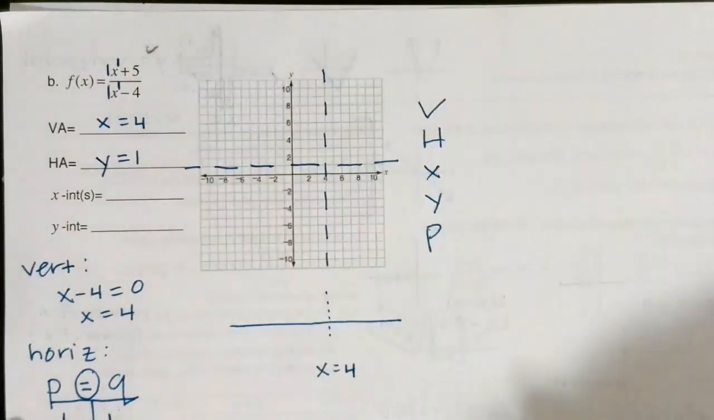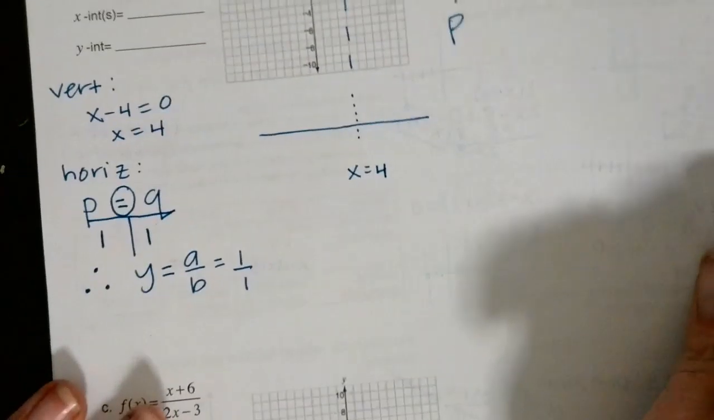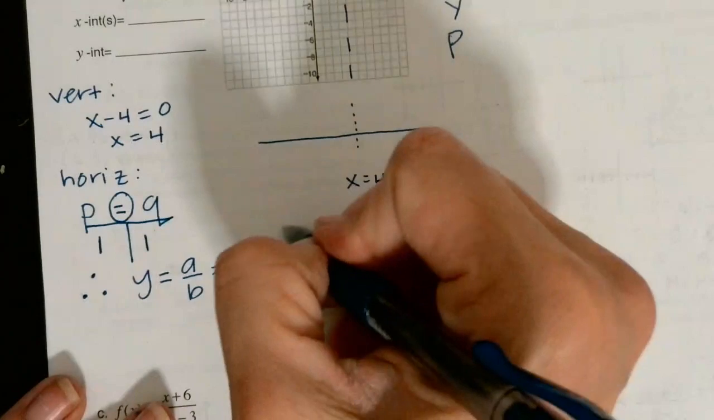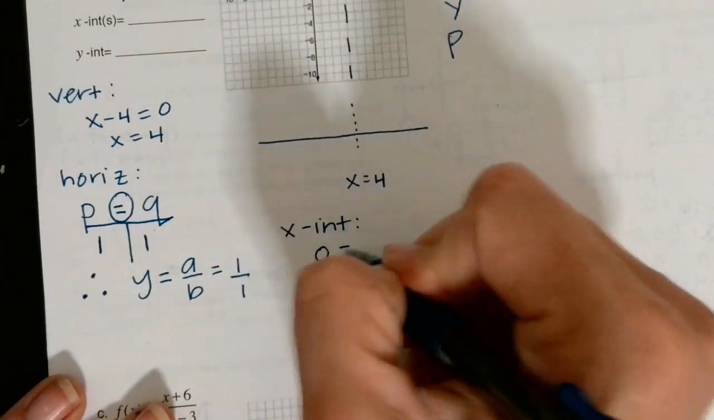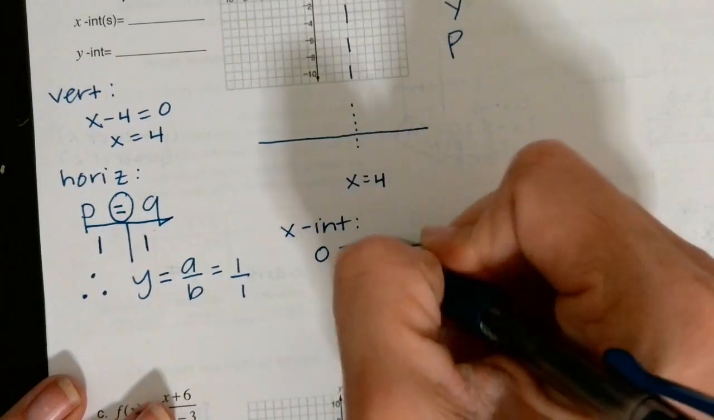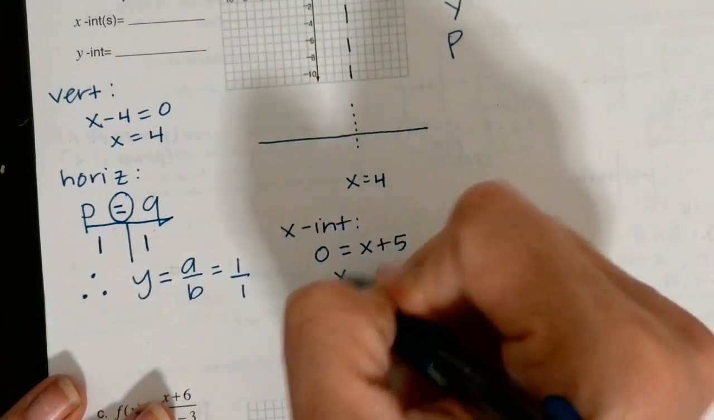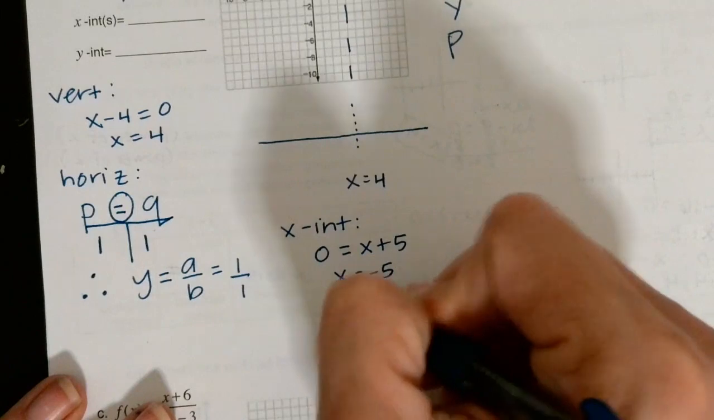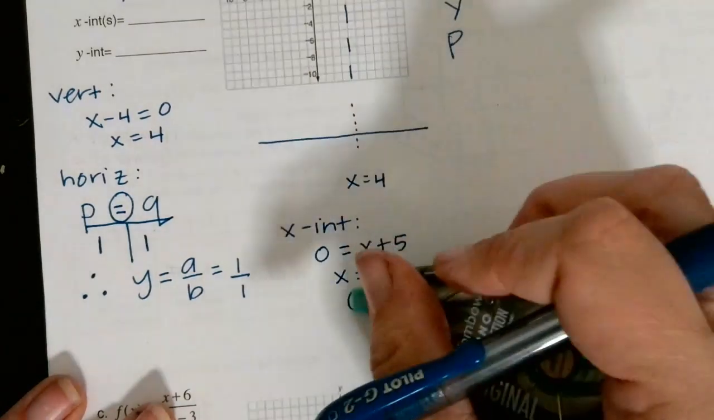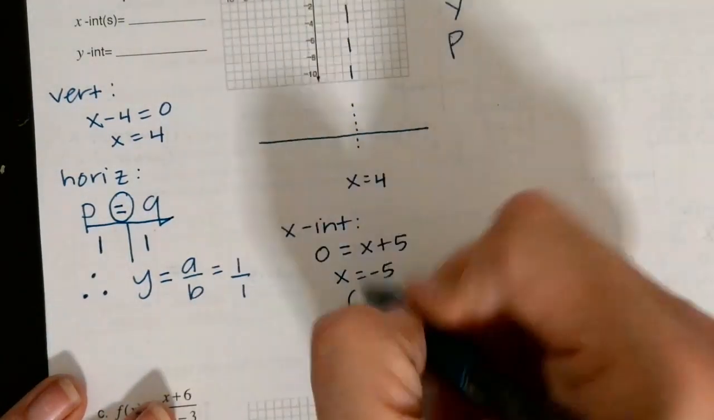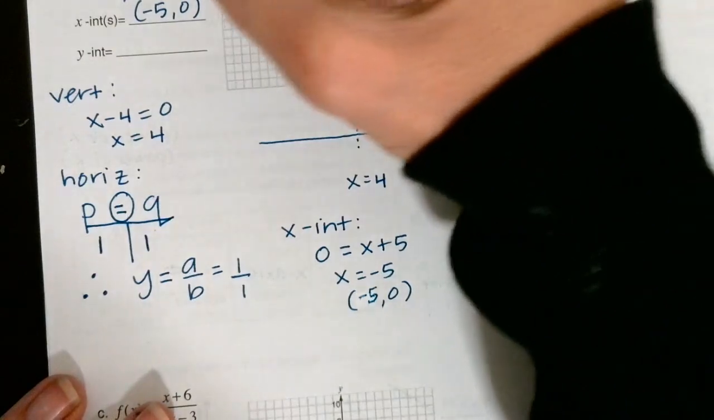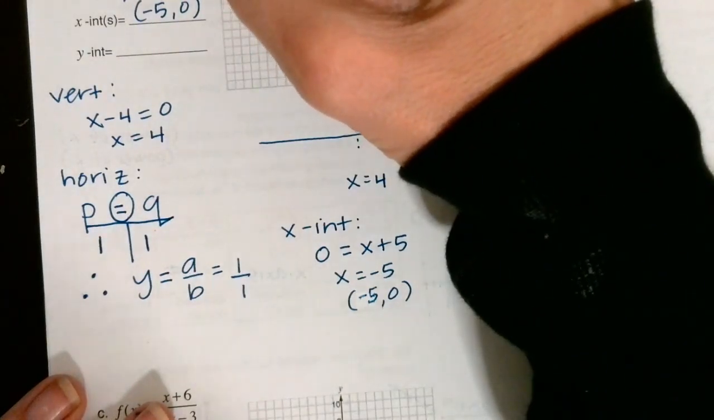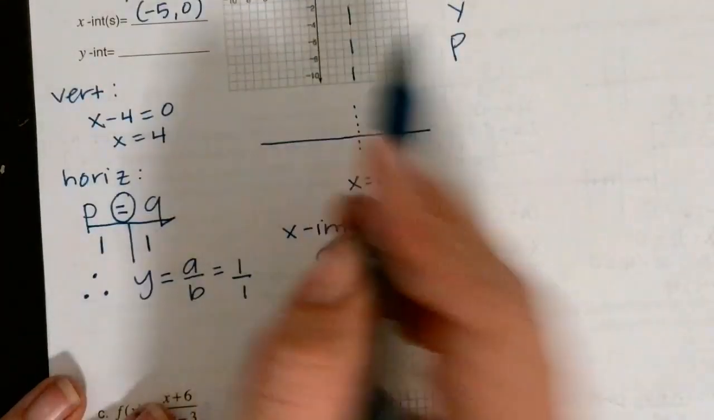And we're going to do our x and y intercepts real quick before we do that right there. So x-intercept, you set the numerator equal to 0. So we get x equals negative 5. So that will be negative 5 comma 0. So it's right here. So that already tells me that it likes to hang out below.